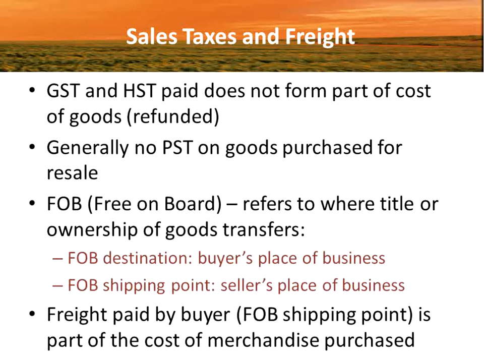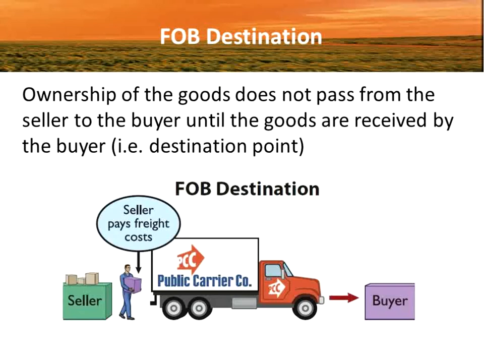Typically, we have freight paid by the buyer if we have FOB shipping point. So shipping point typically means that we're responsible for getting the goods delivered to our place of business, and so any costs incurred there can form part of our merchandise costs. So if it costs us $100 to get the items delivered from the manufacturer to us, and it's FOB shipping point, that means that we, the buyer, have to pay it, and we should add that cost to the cost of our inventory.